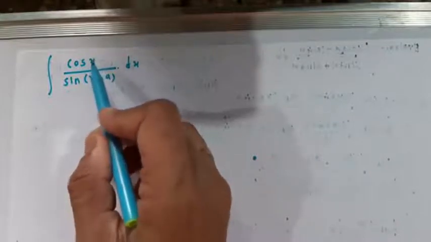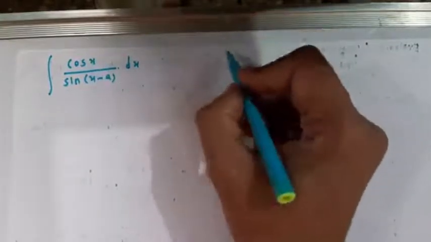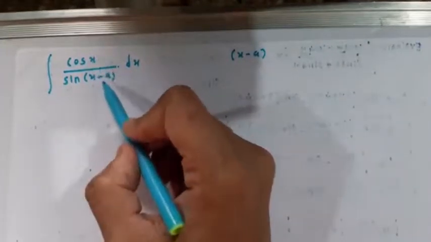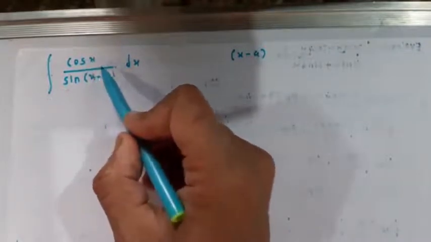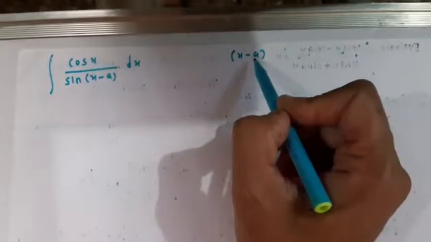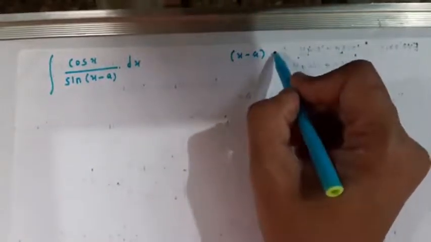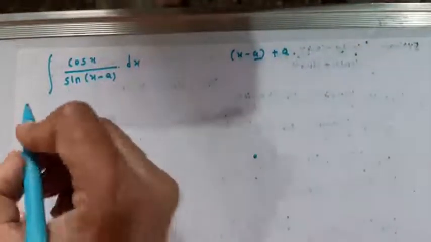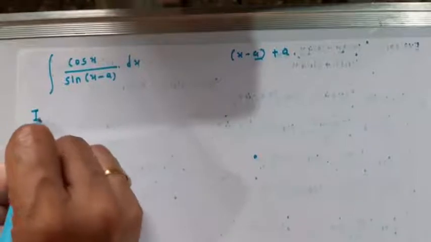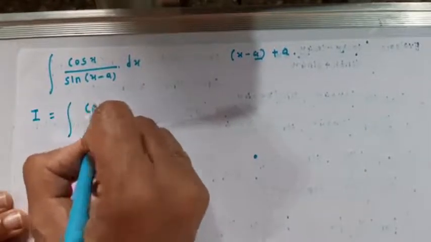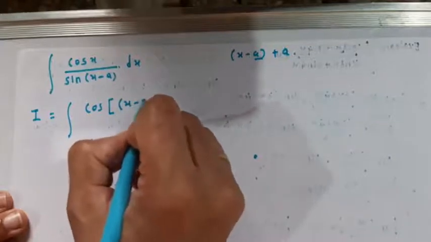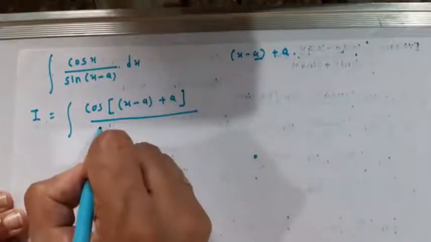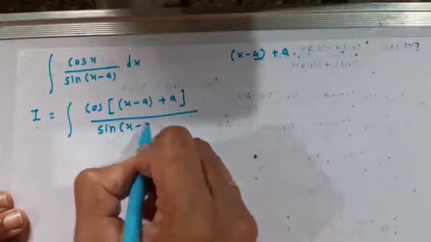Means instead of cos of x we have to write it as cos of (x minus a plus a). Whatever the angle is at the denominator we have to adjust at the numerator. That's why we have to adjust x minus a, that is x minus a and plus a. In this way we have to adjust, and therefore our integration I equals cos of (x minus a plus a), by adding and subtracting a, and at the denominator sin of (x minus a).